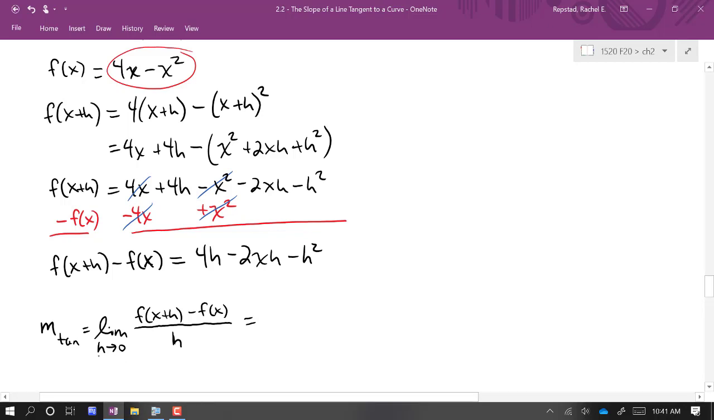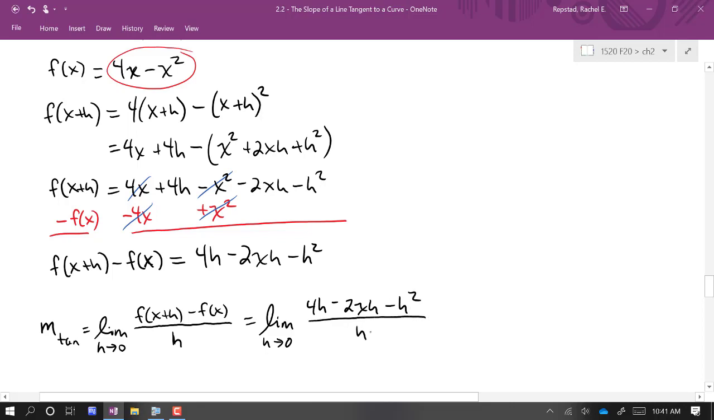So it is a limit. I'm going to make sure that I rewrite lim. I carry the lim through my calculation here. The numerator we just found, so this is 4h minus 2xh minus h squared all over h.